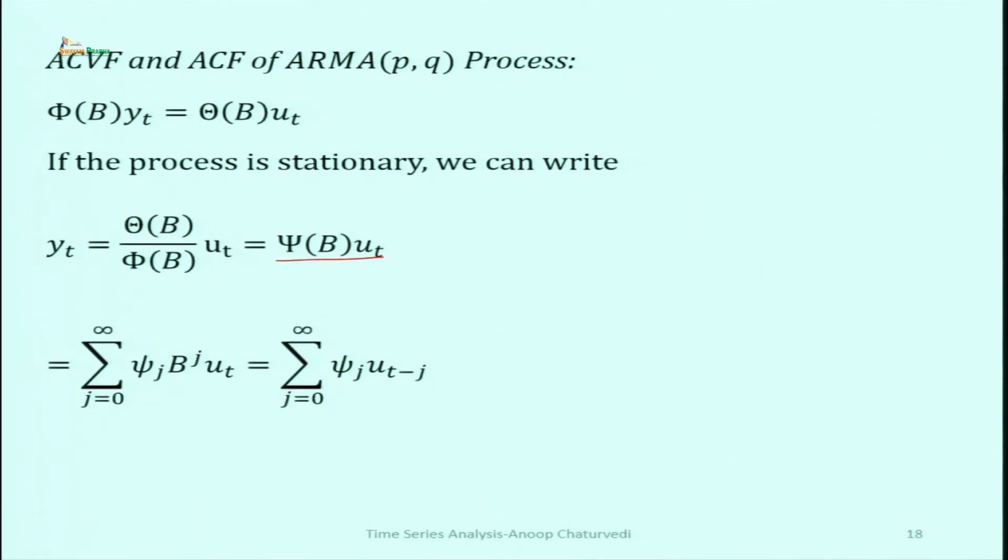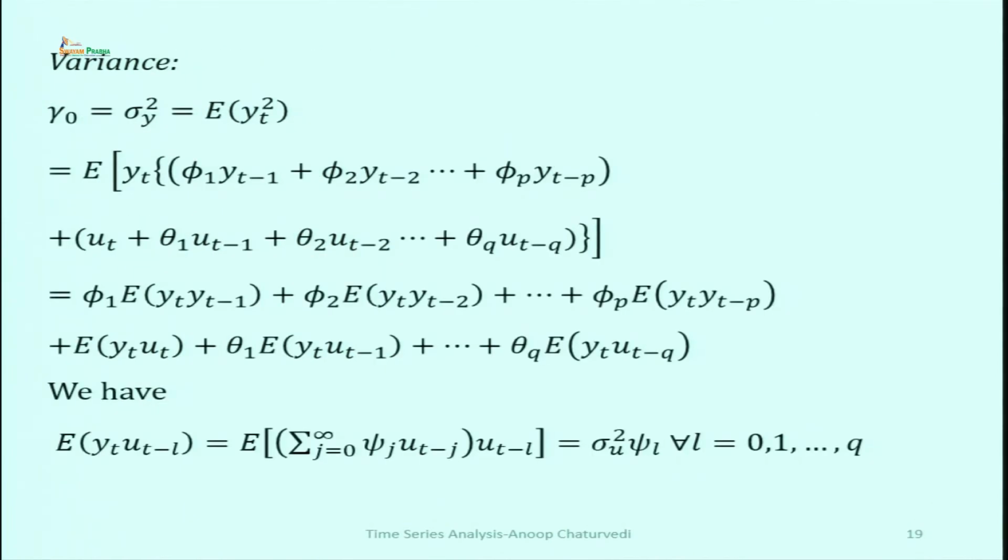So, now we have written this ratio of two finite lag polynomials as an infinite lag polynomial, summation phi j B to the power j. Then variance gamma 0 is equal to expectation of y t square. So, you have y t and then you substitute the value of y t here: phi 1 y t minus 1, and so on, plus phi p y t minus p, plus u t plus theta 1 u t minus 1, and so on, plus theta q u t minus q.